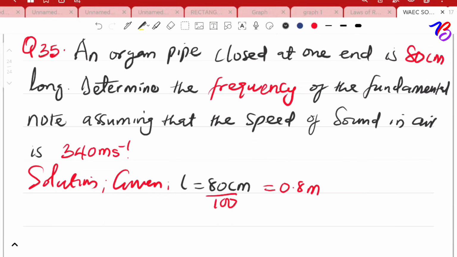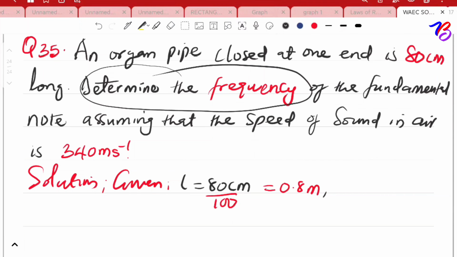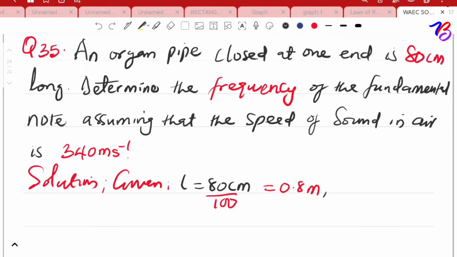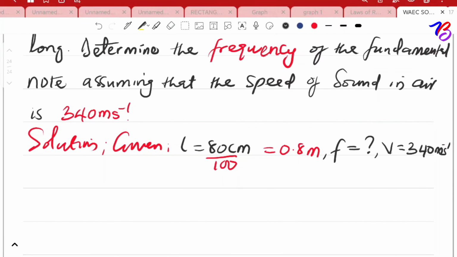Then we are given our speed. And then we are asked to find frequency. So determine the frequency. Our F naught, or fundamental note, is unknown. Then the speed of sound in air, our V, is equal to 340 meters per second. So with these given data, which of the formulas do you think we can use to solve this problem? So we'll look for a formula that has the triune component. So F naught is equal to V over 4L.